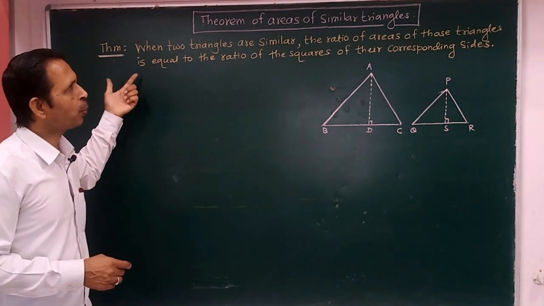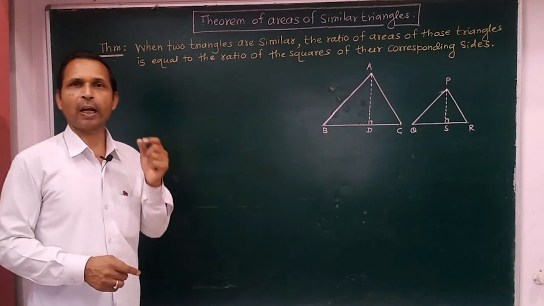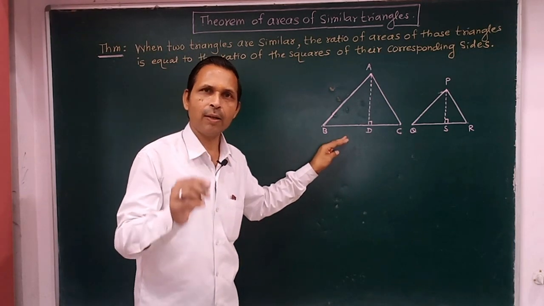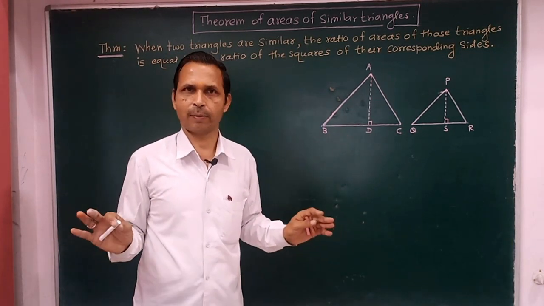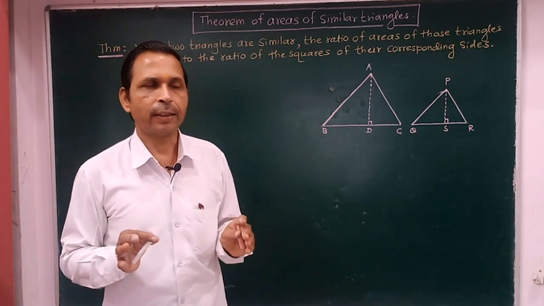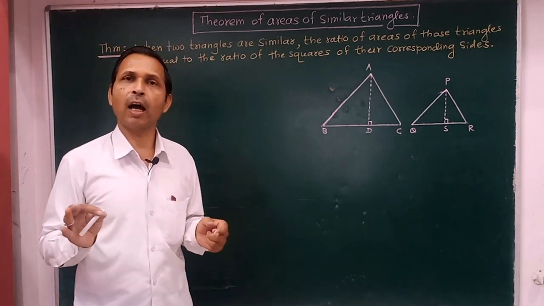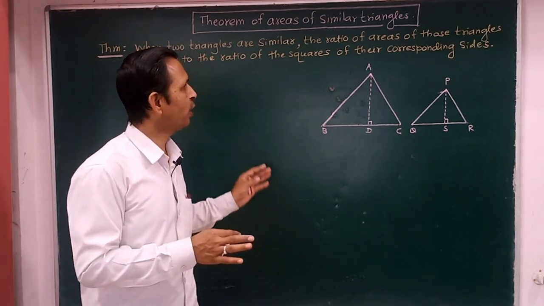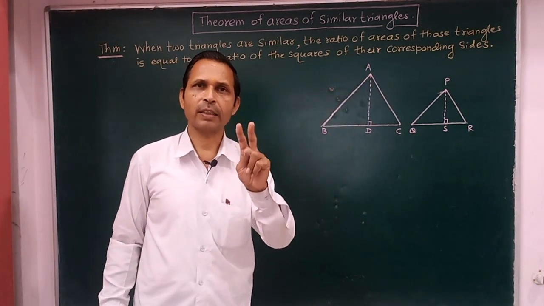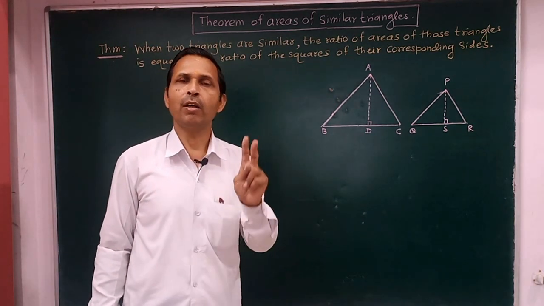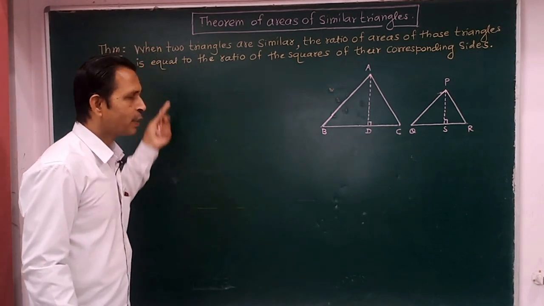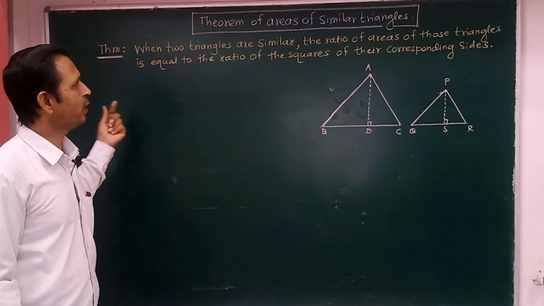Now how will we prove this theorem? We are given two triangles, triangle ABC and triangle PQR. We are given that these two triangles are similar. All of you know that when two triangles are similar, the corresponding angles are congruent and the corresponding sides are in proportion. These two statements are very important when we say that the triangles are similar. Now let us start to write the proof of this theorem.